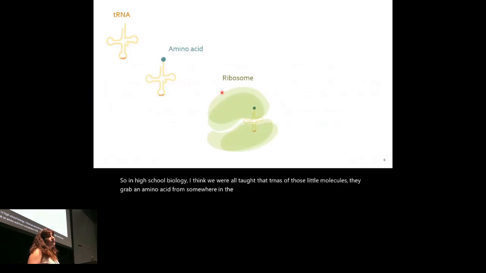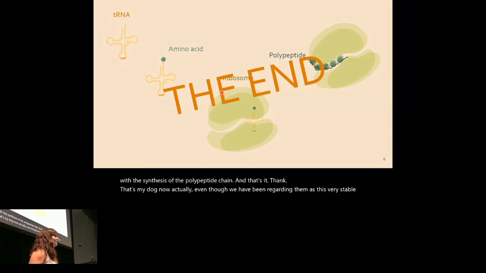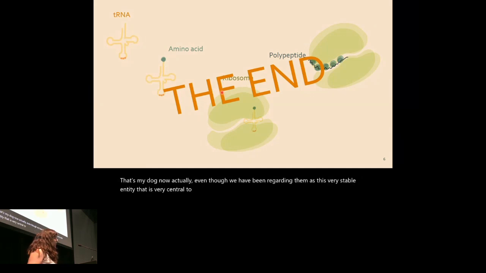So in high school biology, I think we were all taught that tRNAs are those little molecules. They grab an amino acid from somewhere in the cell, they bring it to the ribosome, and they help with the synthesis of the polypeptide chain, and that's it. Thank you, that's my talk. No, actually, even though we have been regarding them as this very stable entity that is very central to translation, they are actually way more interesting, and this is why I have a PhD.